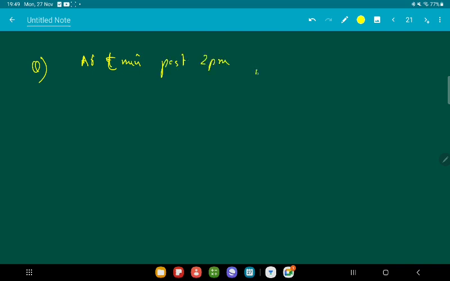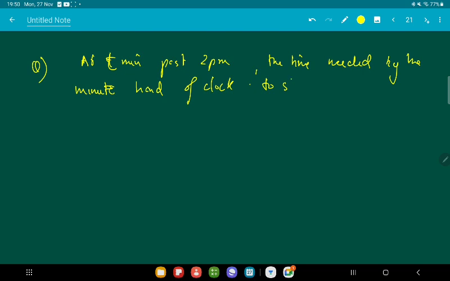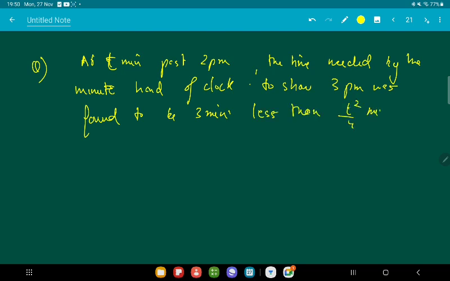At t minutes past 2 p.m., the time needed by the minute hand of a clock to show 3 p.m. was found to be 3 minutes less than t square by 4 minutes. They are saying find time t.